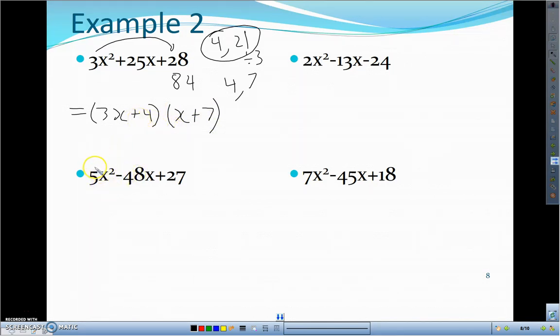This is where it starts to get a little bit more tricky. When I multiply 5 times the 27, I get 135. If I'm really good, I can try and use the other method, which is, what are the factors of 27? Well, I've got 1 and 27, 3 and 9, and that's it. So if I multiply one of these numbers by 5 and add them together, can I get that 48? Well, 5 times 3 is 15, plus the 9 is going to be 24. That doesn't work. 5 times the 9 is 45, plus the 3 is 48, and we're looking for that magic number of 48.